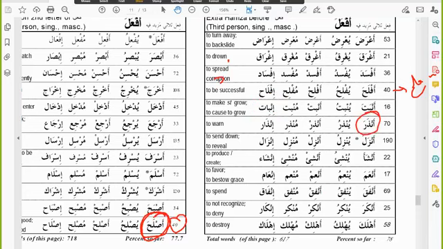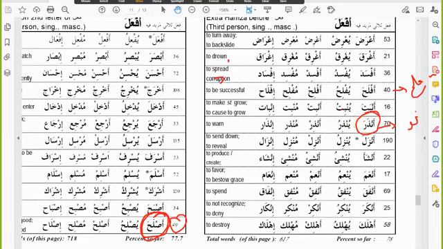Anzara comes from the root nadhara, warned. Anzara, put an effort to warn. Remember that hamza, that's why we're adding it, to put an effort. Yunzir is warning. Anzir, warn. Munzir, the person that's warning. Inzar is the actual warning.